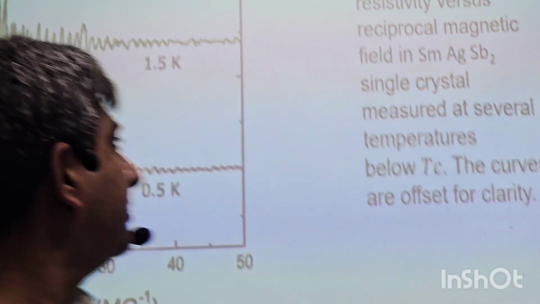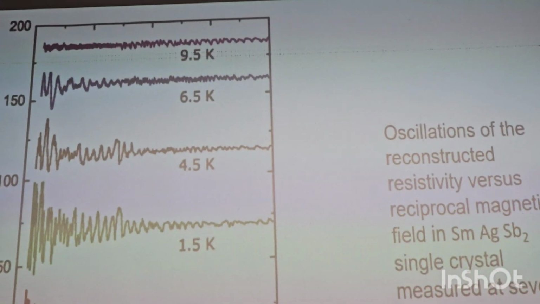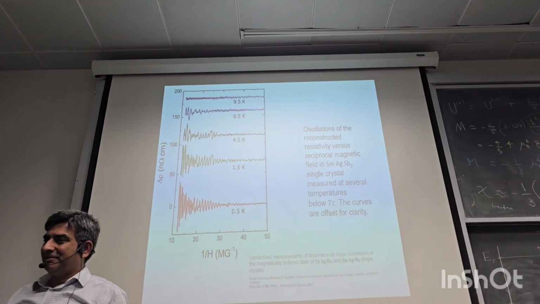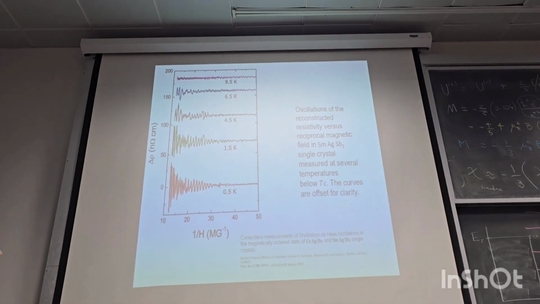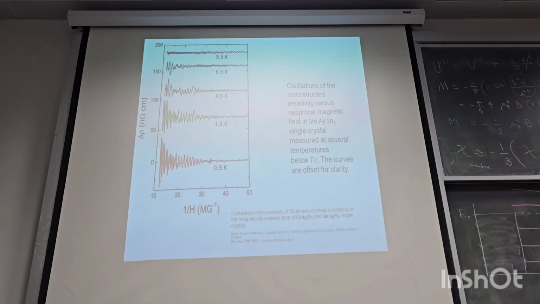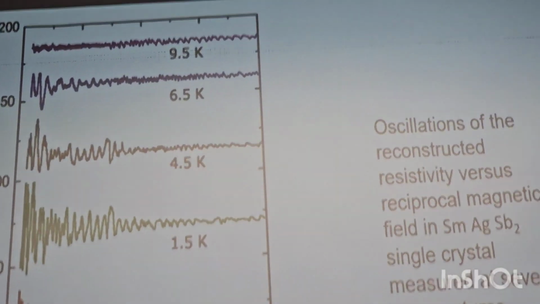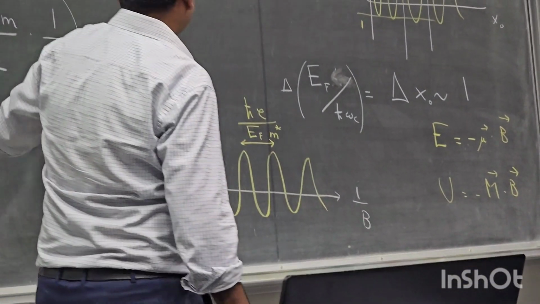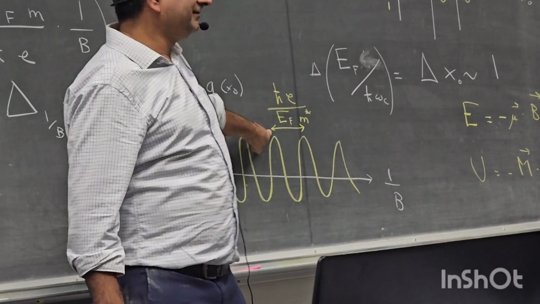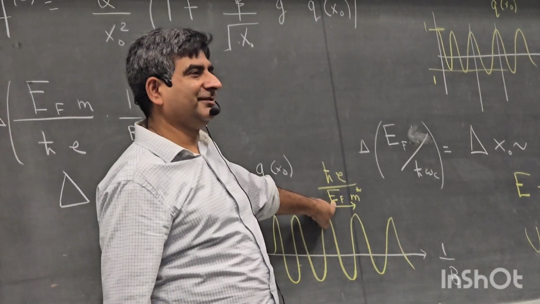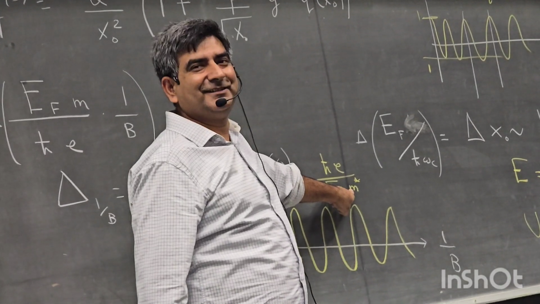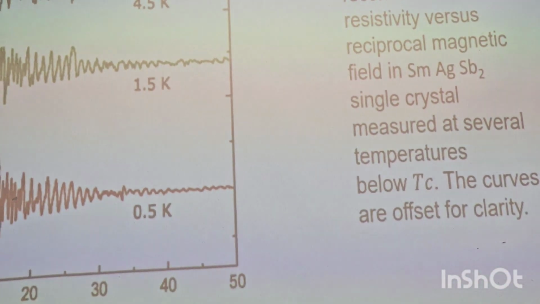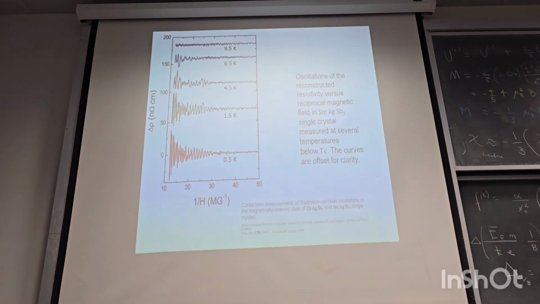And this is a plot with respect to 1 over B. The separation between these two equally placed points, the period, is going to give us the Fermi energy as well. So this period will give us the Fermi energy or the effective mass. Right? So this is also at different temperatures. You increase the temperature, these Shubnikov-de Haas oscillations diminish.